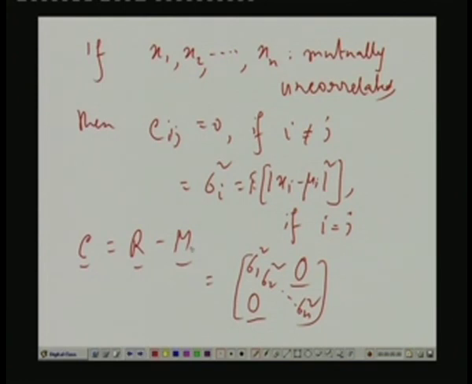Okay. And in fact, if the means also are 0, if these random variables x1 to xn are given to be not only mutually uncorrelated, but also of 0 mean, then of course the M becomes an all 0 matrix, because after all the means are 0. So, in that case R is simply the diagonal matrix.